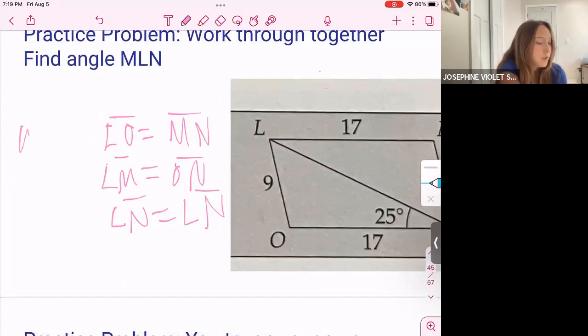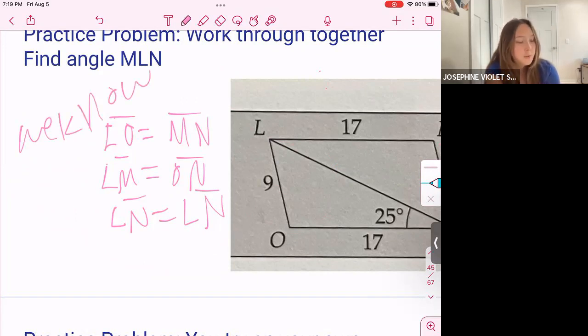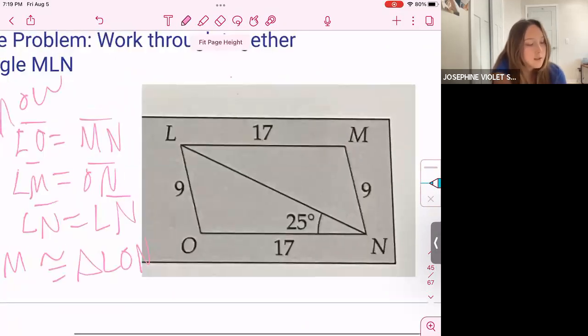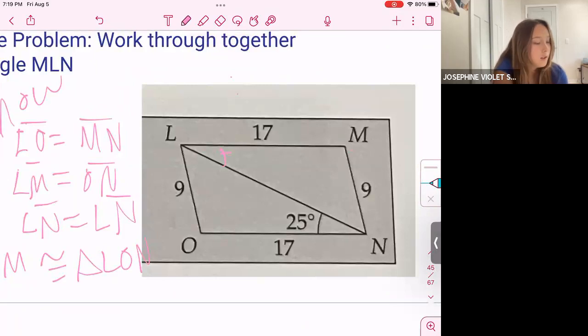So what we say is we know LO is equal to MN. We know that LM is equal to ON. We know that LN is equal to LN. Thus, triangle LNM, I messed up the order there, is congruent to triangle LON. And from that, because these are corresponding angles, we know that angle MLN is 25 degrees.